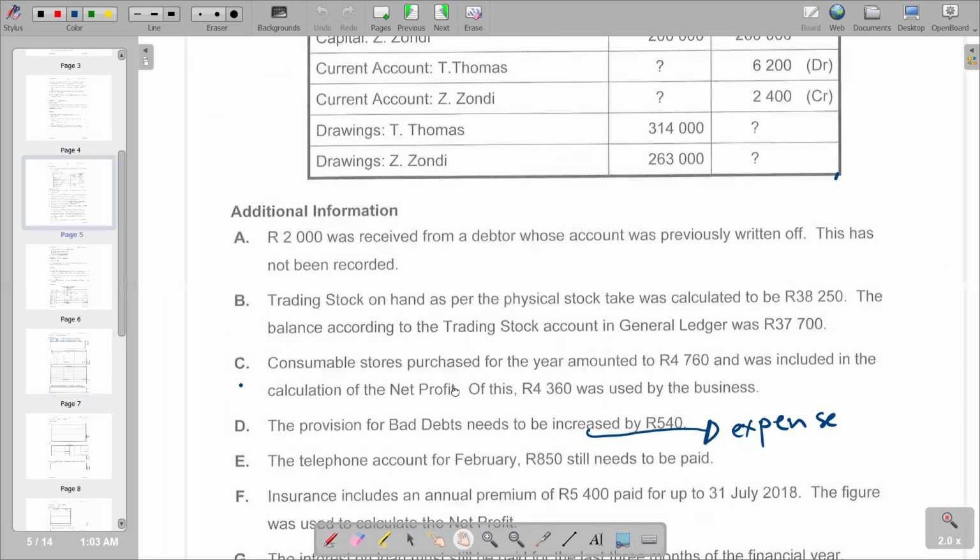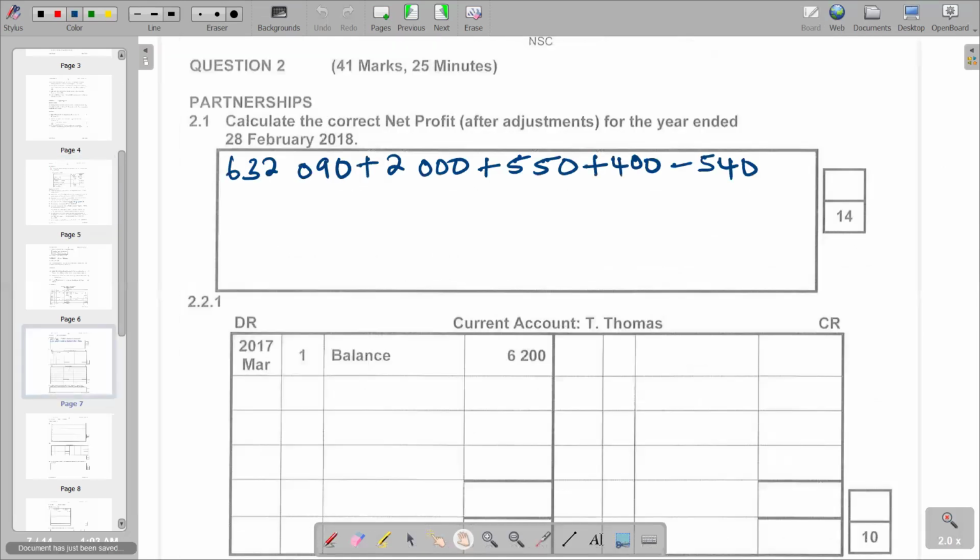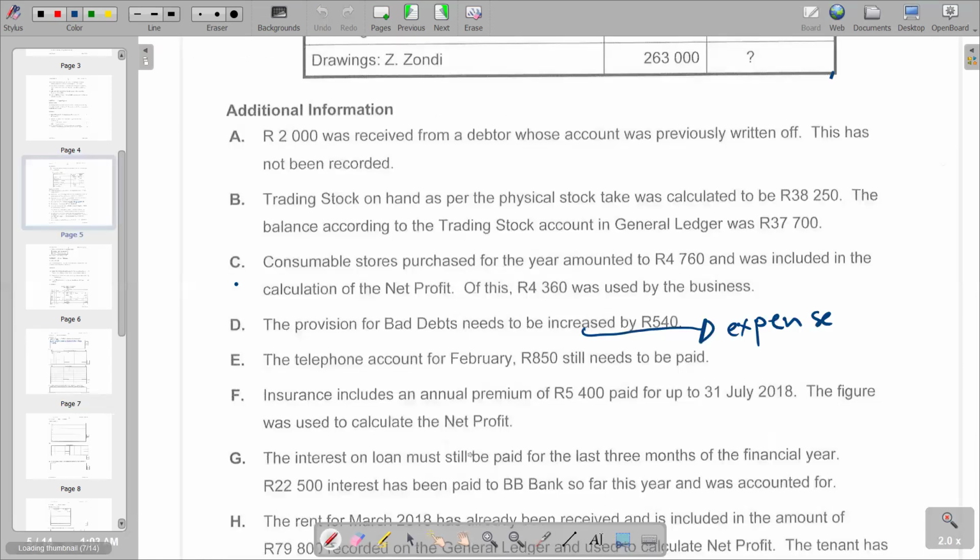Then we move on to the next part whereby we are now saying the telephone account for February, this 850 rands still needs to be paid. So this is very clear. We need to further subtract again 850 as an expense. Telephone is an expense. So we're just supposed to say minus 850. So just compare there. You say minus 850. You go on to the next part.